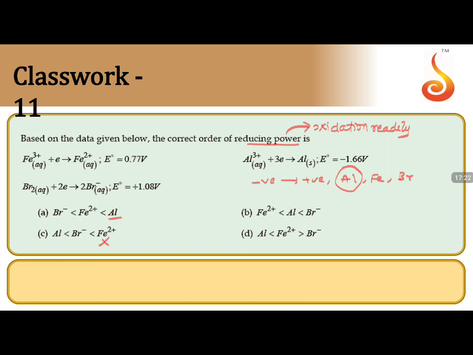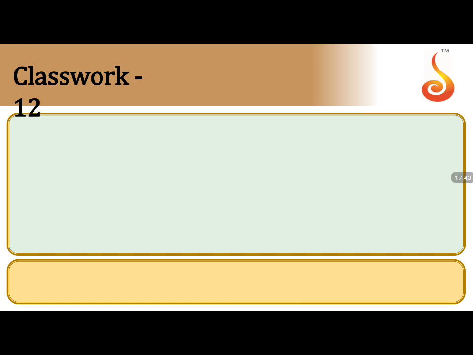Iron, this is wrong. In this case iron is having highest. In this case bromine, this is wrong. In this case you have iron having highest, this is also wrong. So the option left with aluminum having highest reducing power is option A. So the answer is option A. I think everyone understood this now. So let's go to the next question, the 12th question.